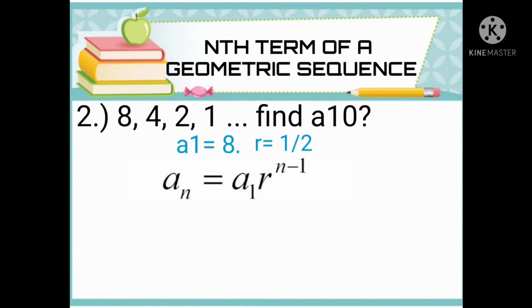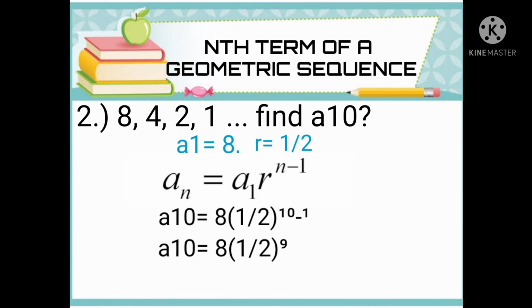Then copy the formula. Then substitute the values of a sub 1 or the first term and the r or the common ratio. That becomes a sub 10 is equal to 8 times quantity 1/2 raised to 10 minus 1. Then 10 minus 1, that is 9. So bring down a sub 10, that is equal to 8 times 1/2 raised to 9. So when you say 1/2 raised to 9, we will multiply 1/2 nine times. A sub 10 is equal to 8 times 1/2 raised to the 9th power. The product is 1 over 512.